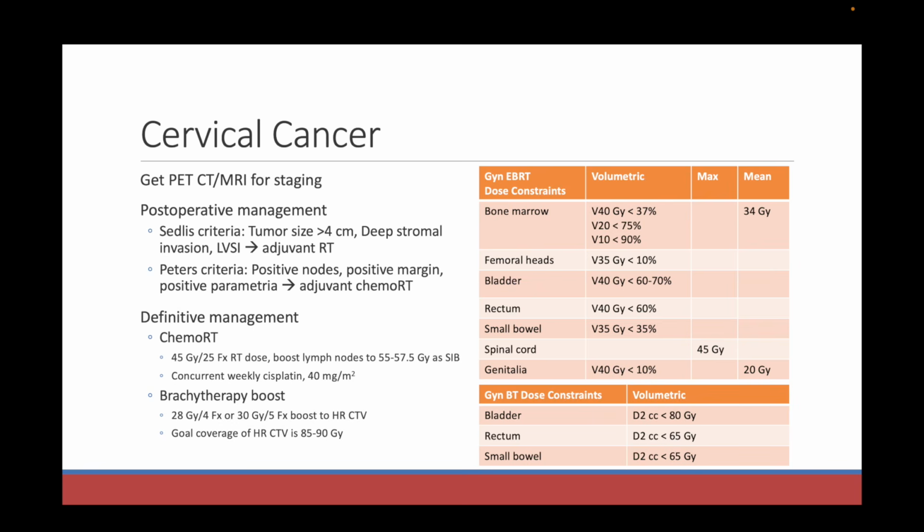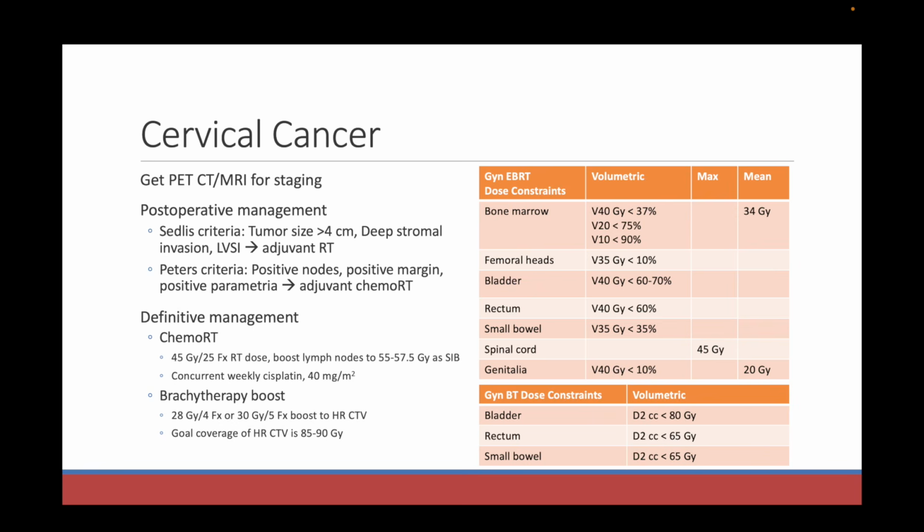The goal coverage of the high-risk CTV is an EQD2 sum, so that includes your external beam dose, of 85 to 90 gray. You may be asked to define the HRCTV, and you're basically contouring any gross residual tumor at the time of brachytherapy, the entire cervix, and also any residual areas of parametrial or paracervical extension. As far as dose constraints, the top table on the right-hand side has the dose constraints for the EBRT portion, and these are very, very similar to other, even in the GI section, things that we talked about.